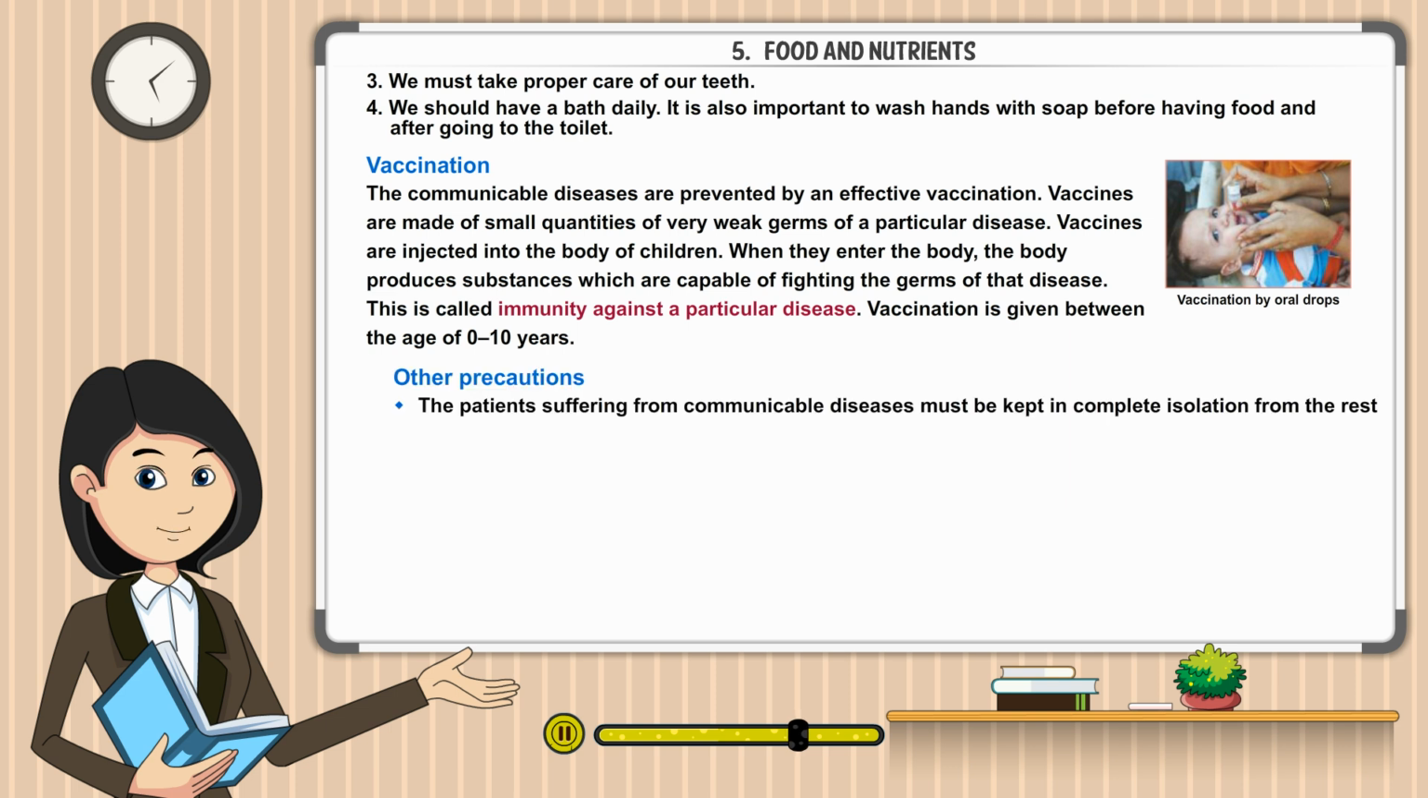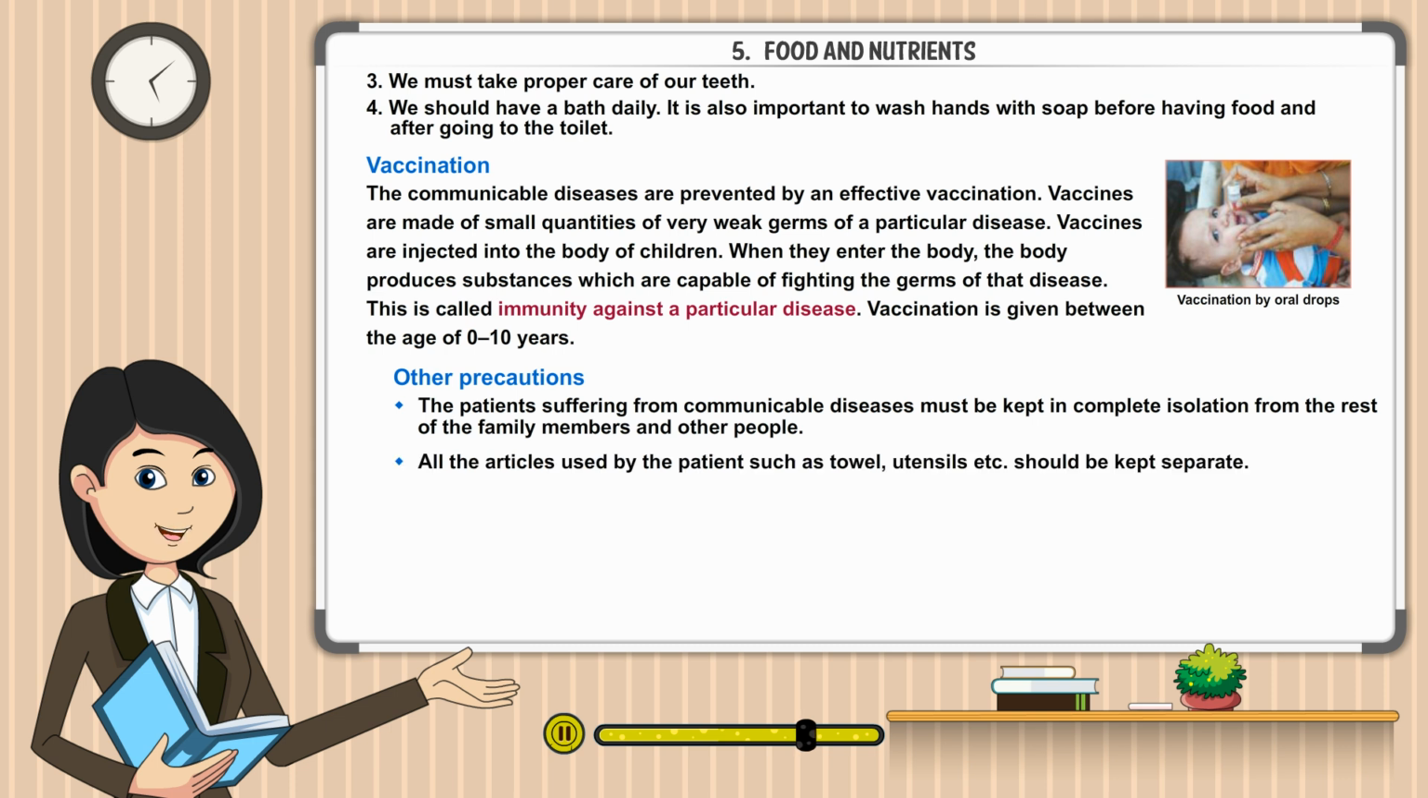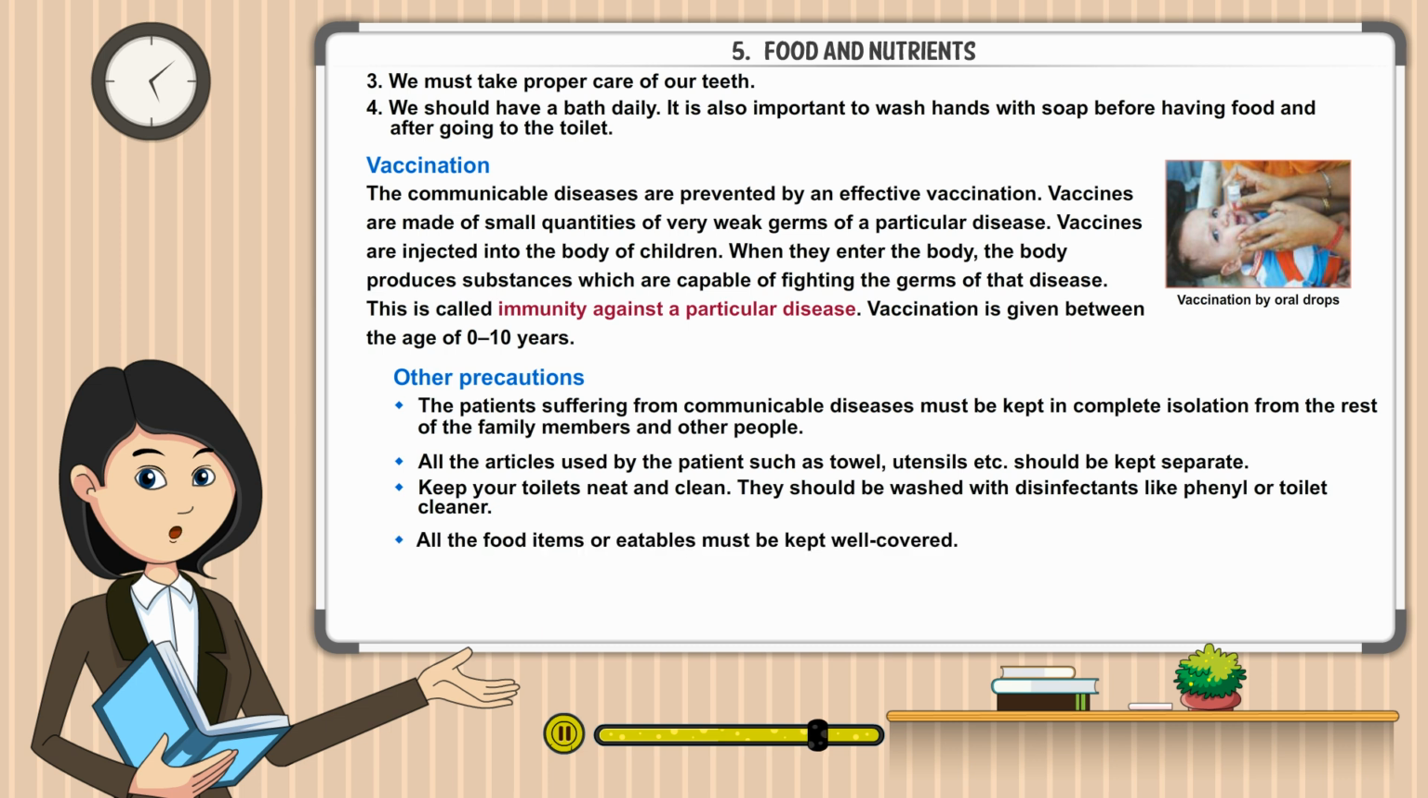Other precautions. The patients suffering from communicable diseases must be kept in complete isolation from the rest of the family members and other people. All the articles used by the patient, such as towel, utensils, etc., should be kept separate. Keep your toilets neat and clean. They should be washed with disinfectants like phenyl or toilet cleaner. All the food items or eatables must be kept well covered. Water used for drinking should be boiled. The houses and its surroundings should always be kept clean.